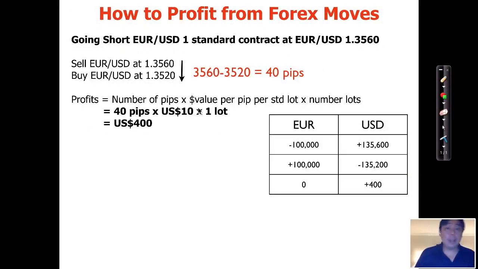Again, let me re-explain in linear form. Going short, Euro USD, one standard contract. We sold Euro USD at 3560 and bought it back at 3520. Difference, 40 pips. So what's your total profit? The number of pips, which is 40, multiplied by the dollar value per pip, which is $10 for this pair, multiplied by one lot. If you bought two lots, we times two. So we get 400 US dollars.